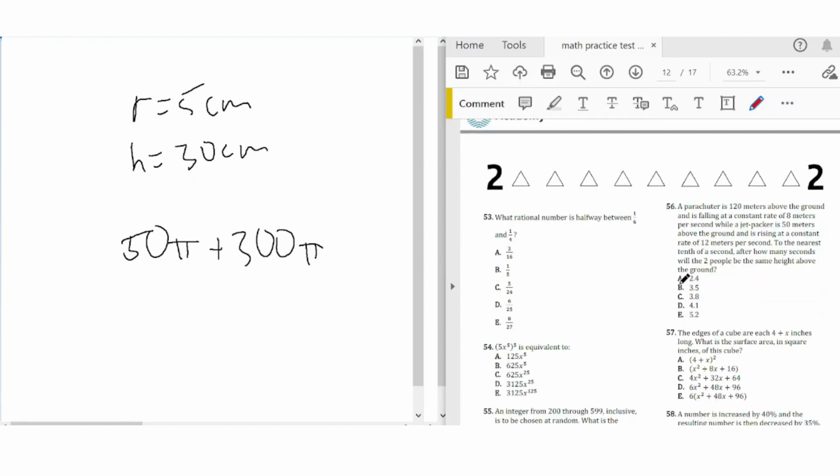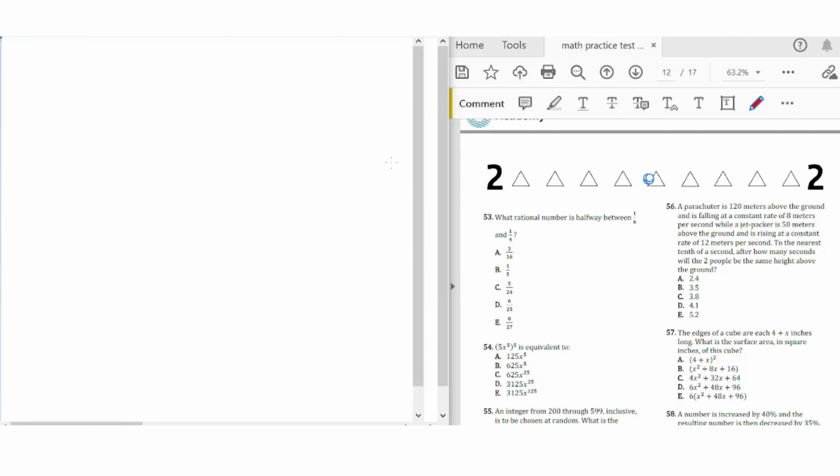Okay, looking at 53. What rational number is halfway between 1/6 and 1/4? Remember, a rational number is a number that can be expressed as a ratio of two integers. So that's your whole numbers, that's your fractions, that's your decimals, pretty much everything except the irrationals, like our old friend pi over there is irrational. Now, when you see halfway, you should think average. So all we have to do is add 1/6 and 1/4 and divide by 2.